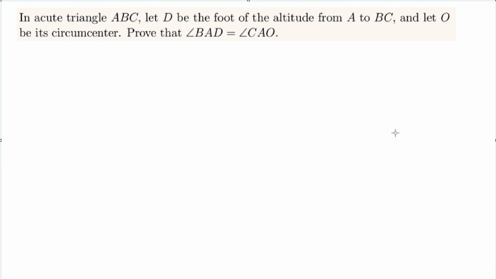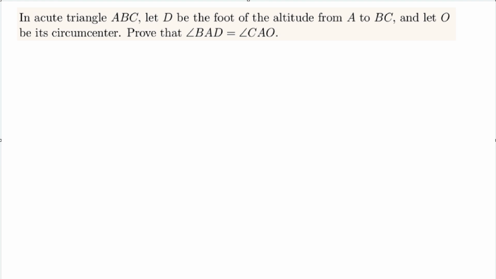And here it is. Inside an acute triangle ABC, the point D is the foot of the altitude from A to BC, and O is the circumcenter of the triangle, meaning that O is the center of a circle containing all of A, B, and C. Prove that the two angles BAD and CAO are equal.